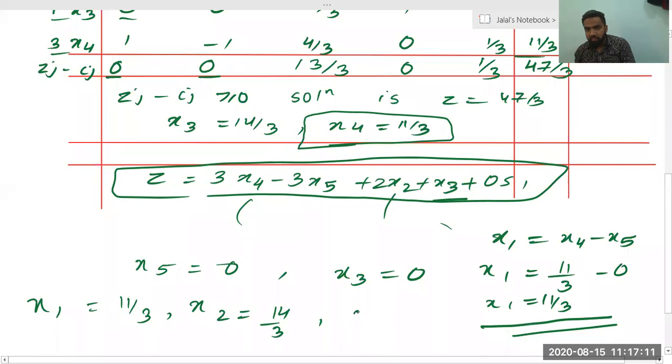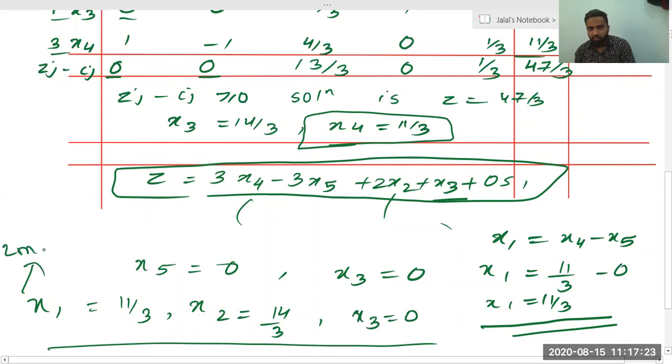x5 is also not there, if I'm not wrong. Yeah, x3 is equal to 0. And what is my Z max? For this, my Z max is equal to 47 by 3. So these are the resource allocations.